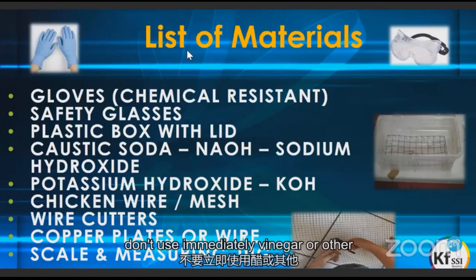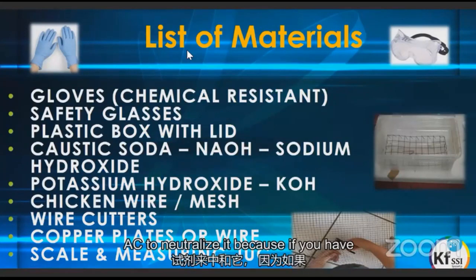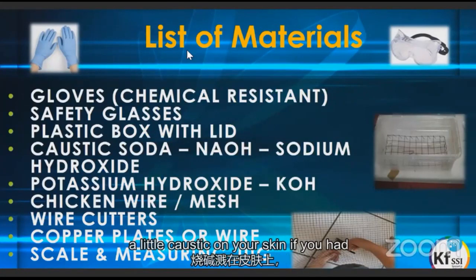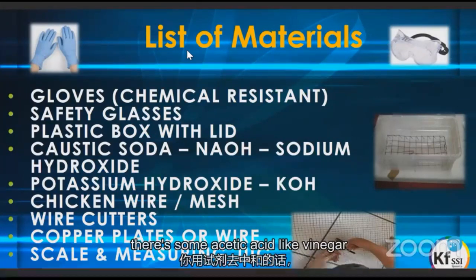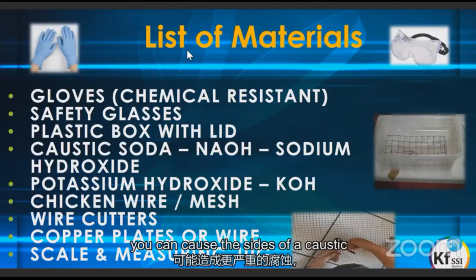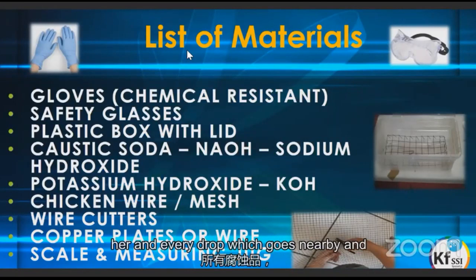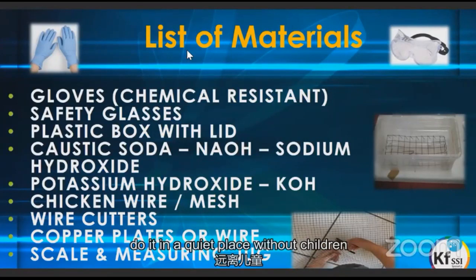Don't immediately use vinegar or other acid to neutralize it, because if you have a little caustic on your skin and you add some acetic acid like vinegar, you can cause, besides a caustic burn, also an acid burn. So just wash thoroughly with water every spill or every drop which goes nearby, and do it in a quiet place without children or pets nearby, and not surrounded by people who would distract your attention. Take care, and it's safe to use caustic in that case.